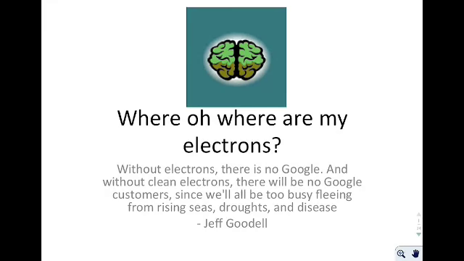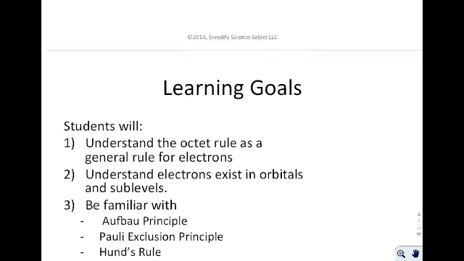This presentation is the third lecture in Unit 4. It's titled Where Are My Electrons? Here you see it says, without electrons there is no Google, and without clean electrons there will be no Google customers, since we'll all be too busy fleeing from rising seas, droughts, and disease.